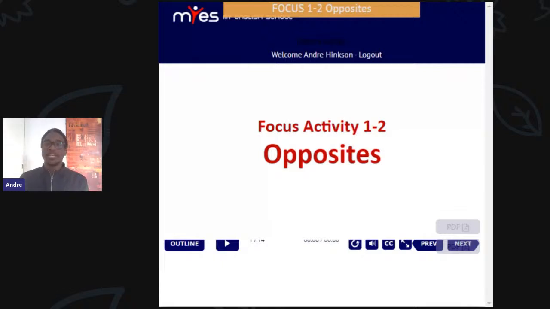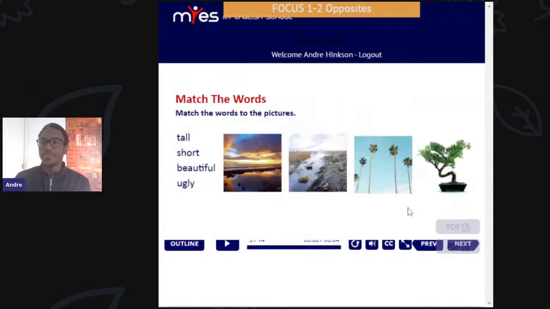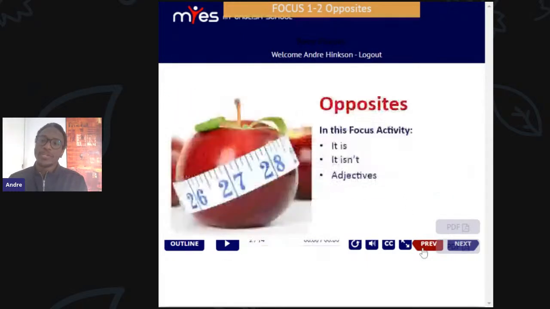So let's begin. Focus activity 1 to 2 opposites. Good. So opposites. What are opposites? Remember, opposites are the contrary word to another word. So for example, you've got big, and the opposite is small. So those are the opposites. Yeah, so in this focus activity, you're looking at it is, it isn't, and adjectives.